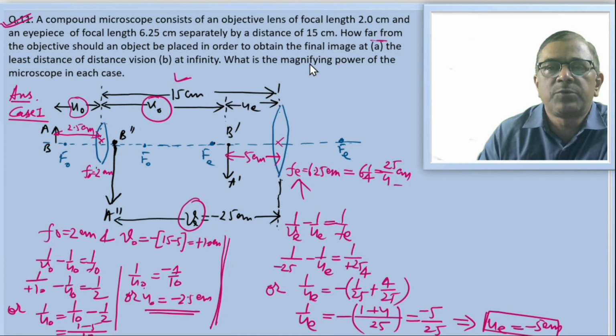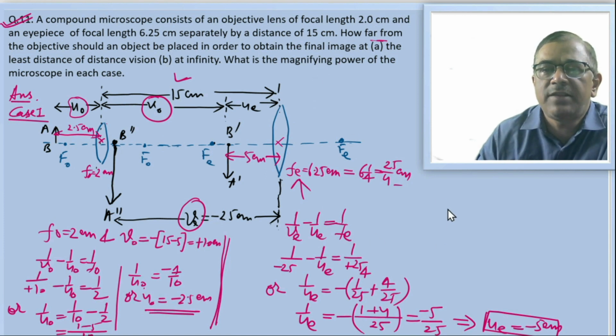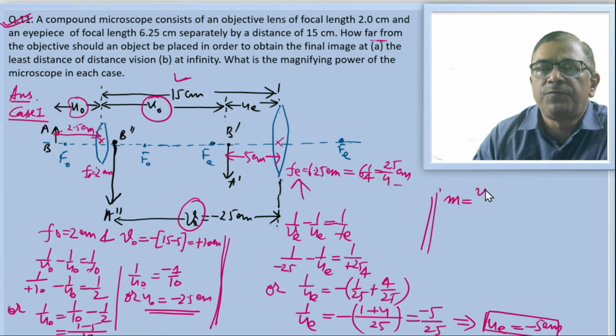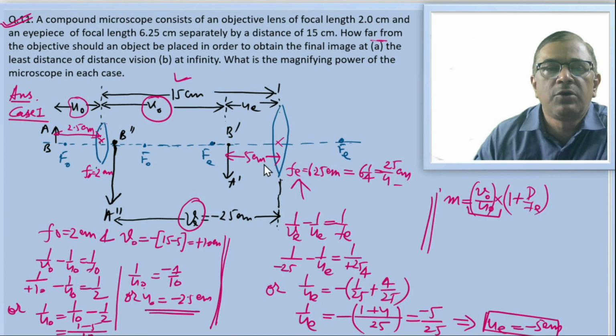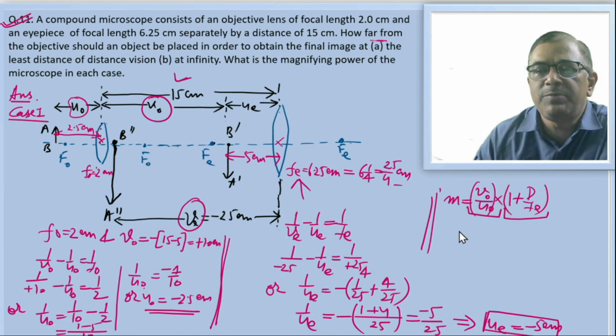Now next part. Next part is we're supposed to calculate magnification as well. I'll do it here. The magnification for this case is given by the expression VO by UO multiplied by 1 plus D by FE. I hope you can recollect the first component. This is magnification of objective lens, and the second part is magnification of eyepiece when the final image is formed at least distance of distinct vision. So M is equals to MO into ME basically.